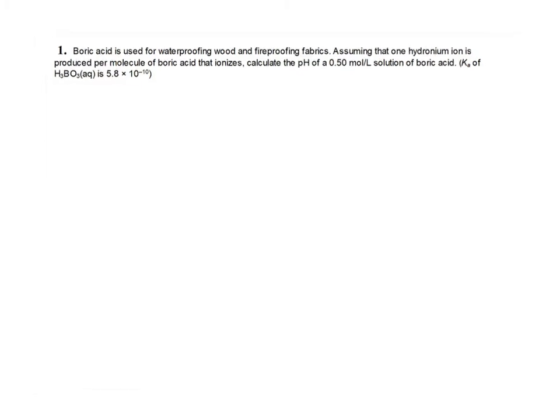Boric acid is used for waterproofing. So we want to find the pH of a 0.50 mole per liter solution of boric acid, and it gives us the Ka. If the question doesn't give you the Ka, it's in your data booklet. So that's the other place we can look and find these. Now, a common mistake that students will make is they'll just go the negative log of 0.50 moles per liter, because that's what we did in Chem 20, and then that would give us the pH. That's wrong. Don't do it that way in Chem 30.